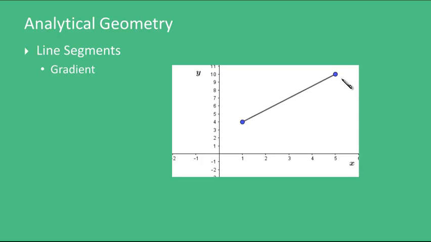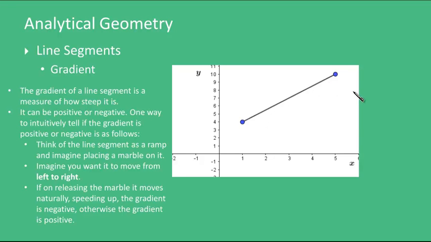Given 2 points, what we want to do now is find the gradient of the line segment connecting those 2 points. The gradient of a line is a measure of how steep that line is. Now that gradient can be positive or negative, and there are different ways in which you can develop an intuition. That is a way that you can just look at a line segment and tell if the gradient is positive or negative.